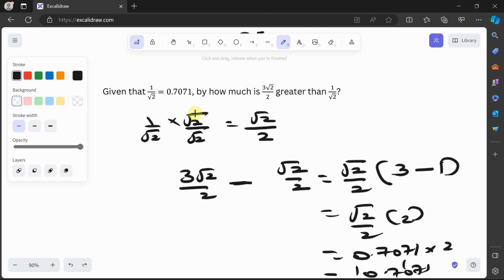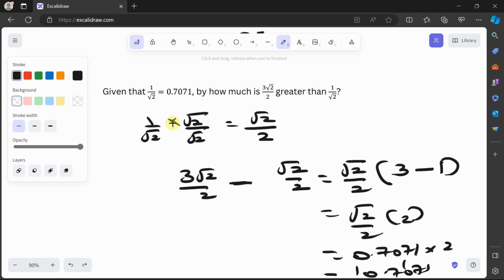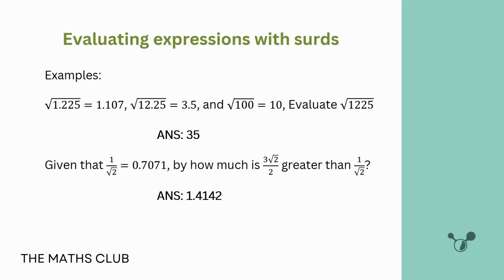So what did we just do? We just used that manipulation that we don't always let our surds be the denominator. So I tried to rationalize it, and I said 1 over root 2 is like saying root 2 over 2. And if we're trying to find how much 3 root 2 over 2 is greater than 1 over root 2, it's like saying 3 root 2 over 2 minus 1 over root 2. But instead of saying 1 over root 2, we said root 2 over 2. And then we factored out root 2 over 2 since it was common in both of them. We're left with 3 minus 1, and we're having 2. And since we're told that 1 over root 2, which is the same as root 2 over 2, is 0.7071, we just substituted and multiplied, and we said the difference between these two is actually 1.4142. If you look at it, that was what they actually had in this particular question.